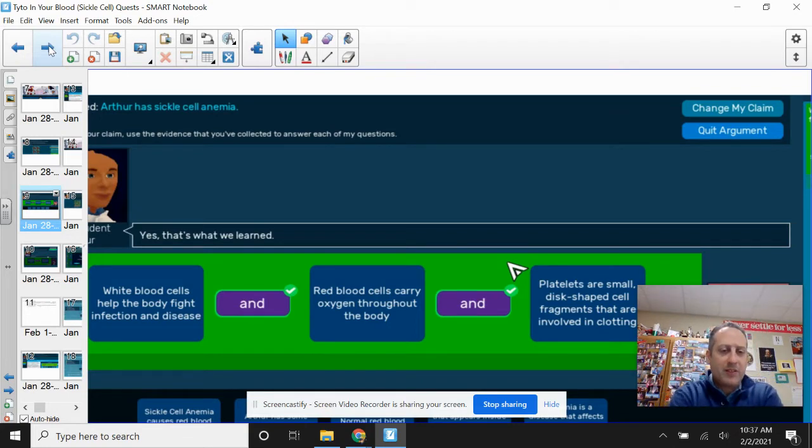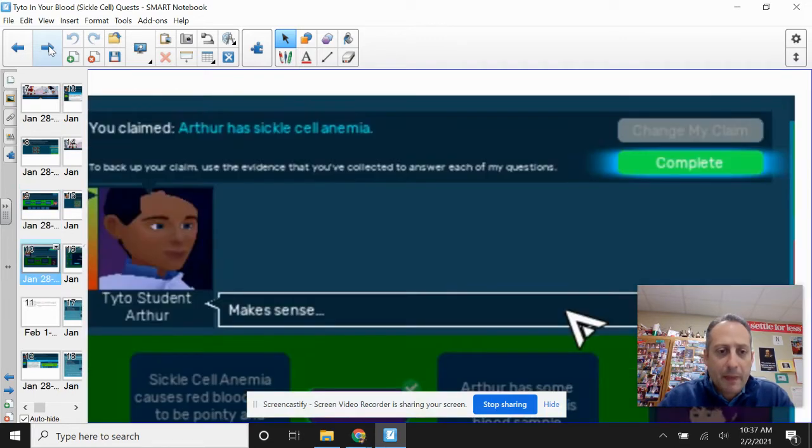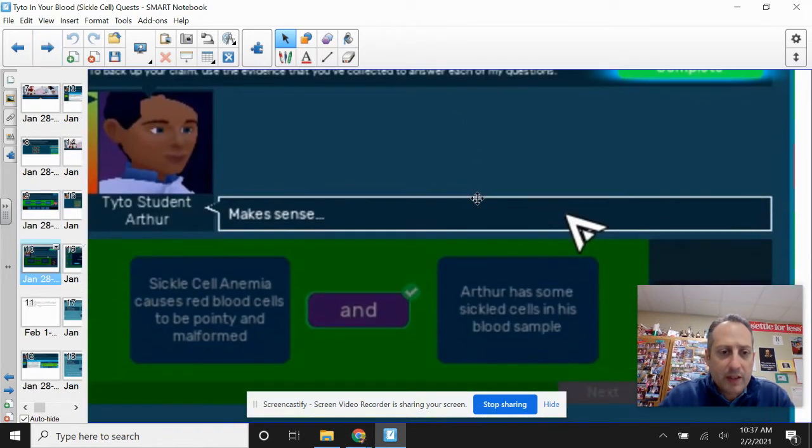One of the first arguments is that white blood cells help the body fight infection and disease, red blood cells carry oxygen throughout the body, and platelets are small disc-shaped cell fragments involved in clotting. That's all the information about blood that we've learned. As for Arthur, his sickle cell anemia causes red blood cells to be pointy and malformed, and Arthur has some of these sickled cells in his blood sample.